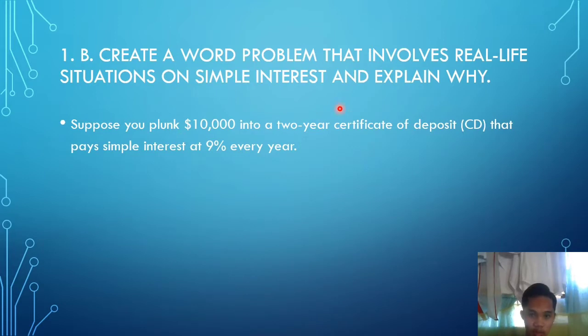And they create a word problem that involves real life situations. Suppose you plunk $10,000 into a 2-year certificate of deposit that pays simple interest at 9% every year. So since this word problem has the words simple interest, and the problem contains the three variables that are needed for the simple interest formula, the principal amount, the time in years, and then the rate, this is a simple interest word problem.